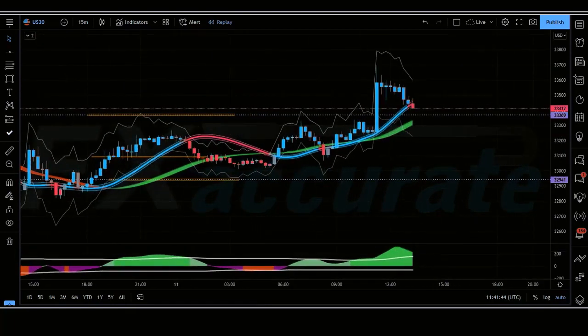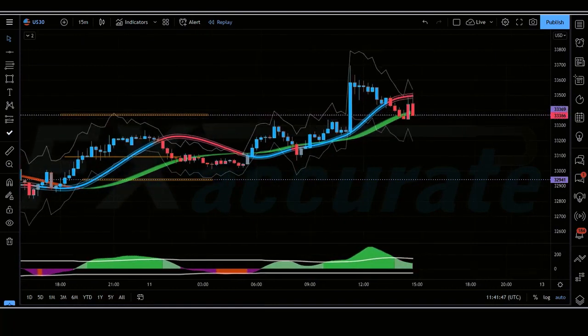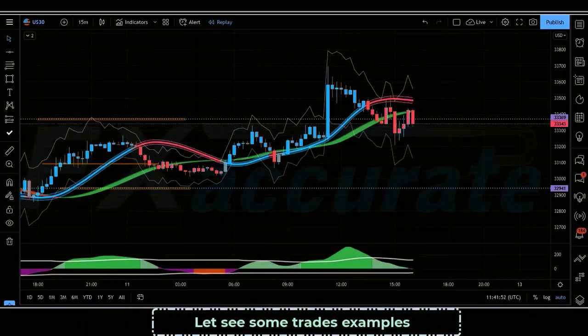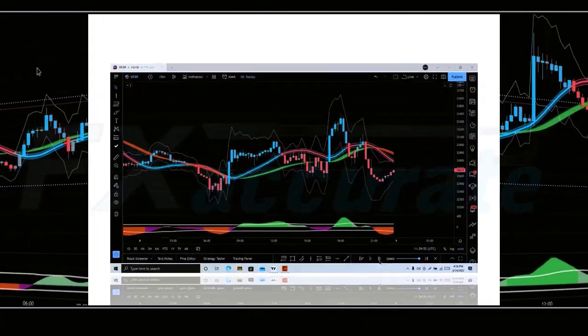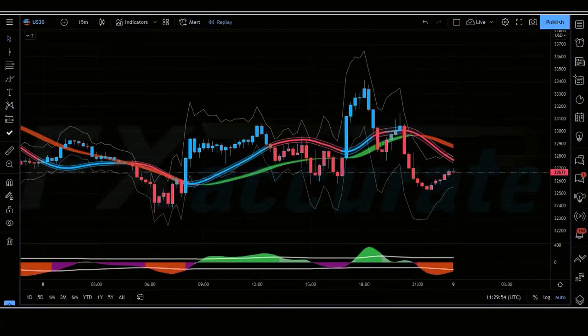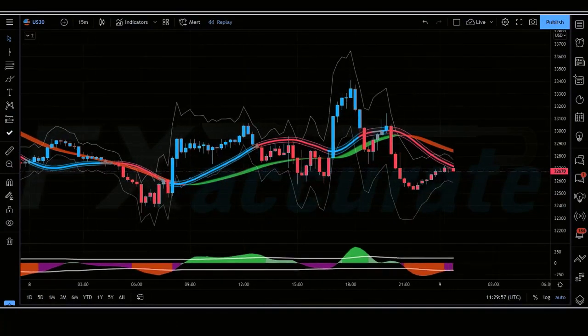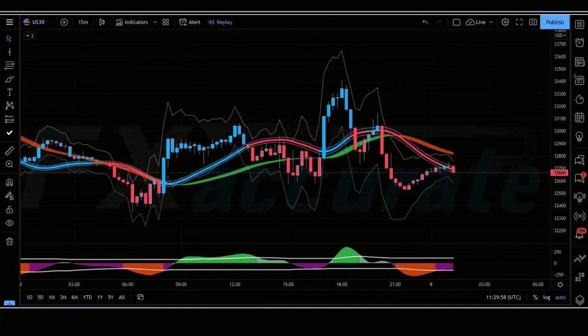I hope you must have understood this trading strategy. If not, then it doesn't matter, we are going to see examples of some trades, so that you will definitely understand. If you have any question related to this strategy, then you can ask in the comments section, we will try our best to answer all your questions.